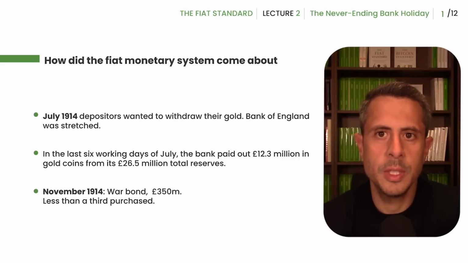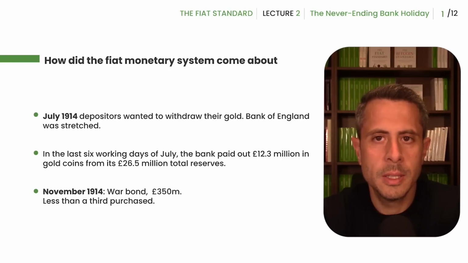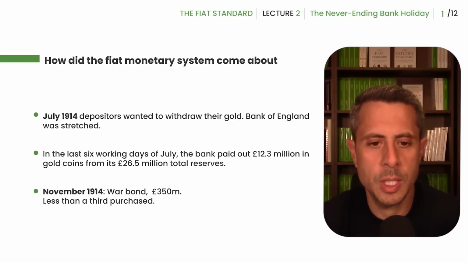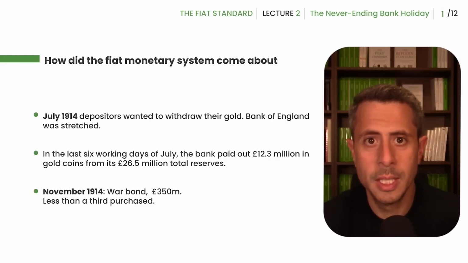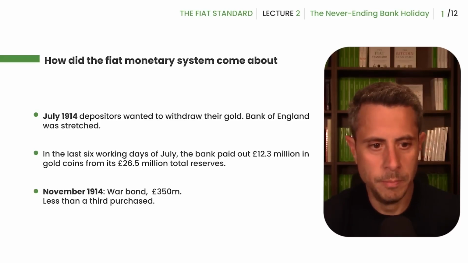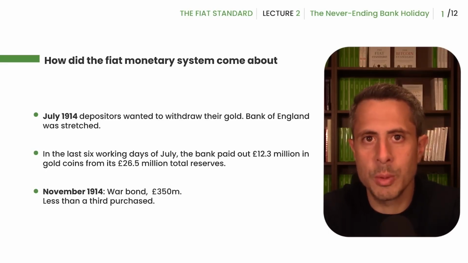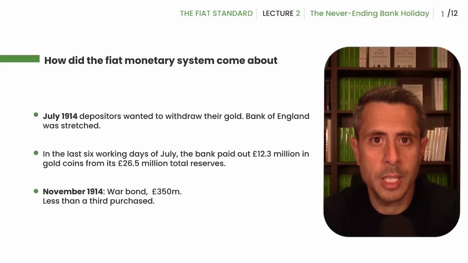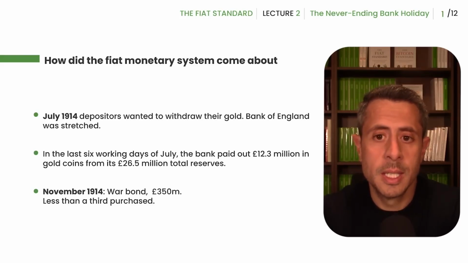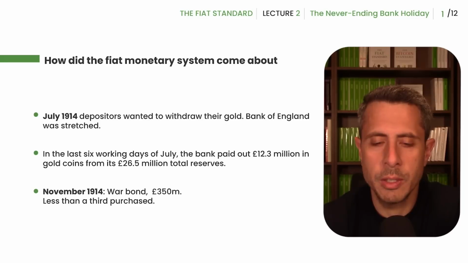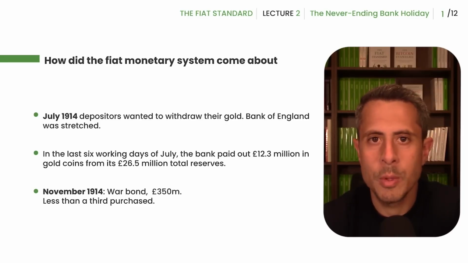So in November 1914, the British Treasury issued a war bond to finance the war worth £350 million. And the idea was that the British public would buy the bond, and that money would be used to finance the war effort, and then the British government would pay back the bond and pay back the investors after the war was won. But, surprisingly, less than a third of these bonds were purchased. And this was a major problem for the English, because how could they finance the war effort? And how could they engage in the military adventures of World War I without all of this money?